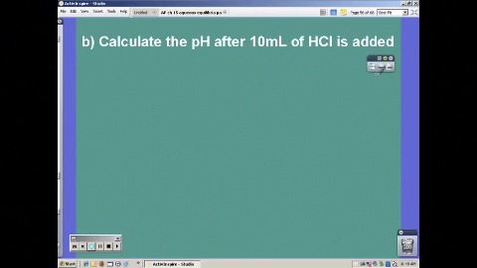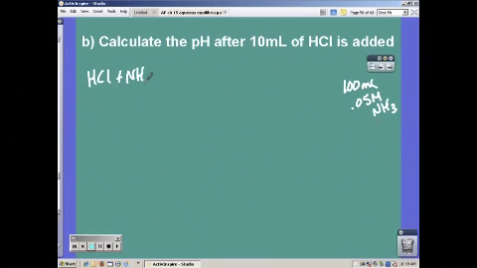Okay, going to try this next one on your own, thinking back to our weak acid ones. Alright, we have our 100 milliliters of 0.05 molarity, and we're adding HCl to that. So first we need to write our equation. They're going to react to produce ammonium chloride.